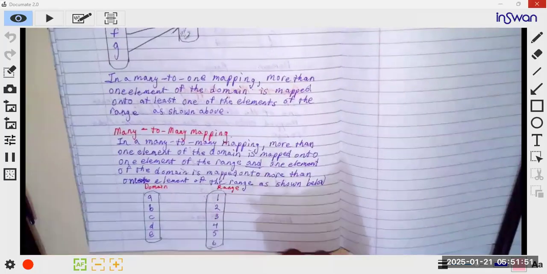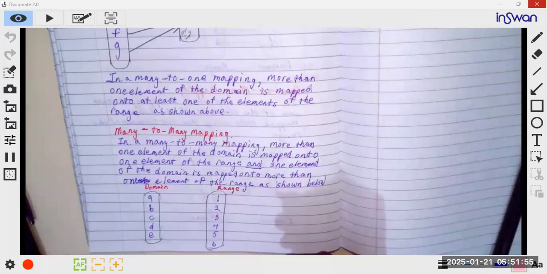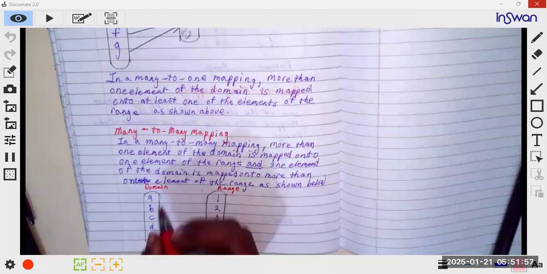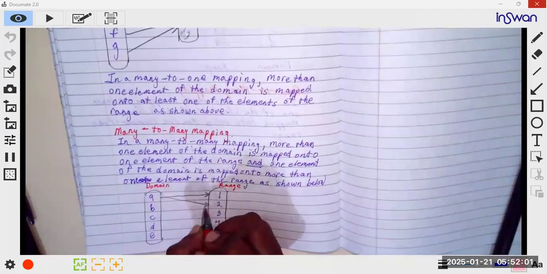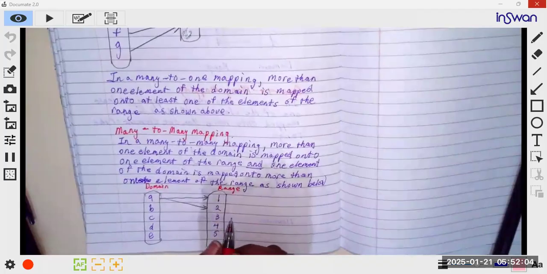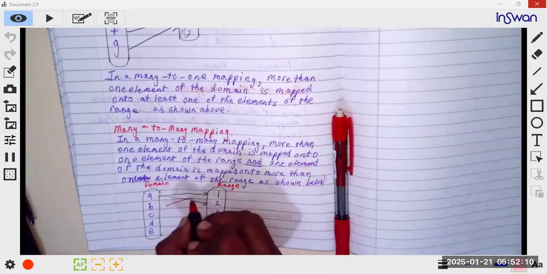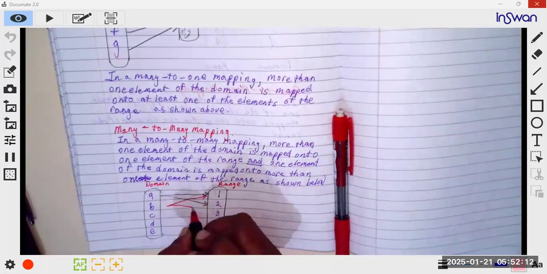Right? So now we're going from A, which goes to 1 and 2. A could go to 1 and 2. B could go to 1 and 3. So you have to look at this. B can go to 1 and 3. It could go to 1, and it could go to 3.